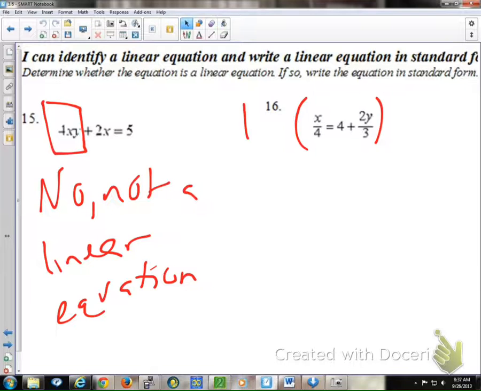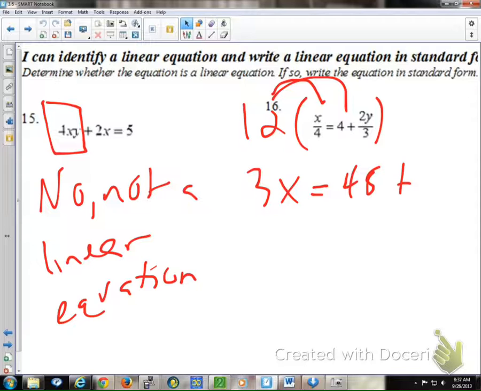12, yeah. So if we multiply everything by 12, that's going to be 12x divided by 4. What's 12 divided by 4? 3x equals 12 times 4 plus 2 times 12, which is 24y. 24 divided by 3 is what? 8. Very good. Now all it wants it in is standard form.